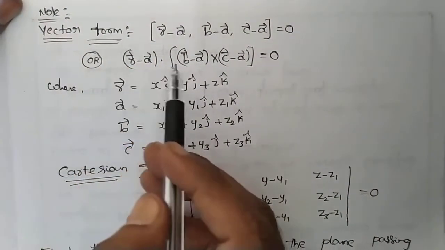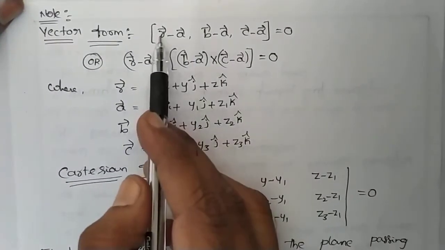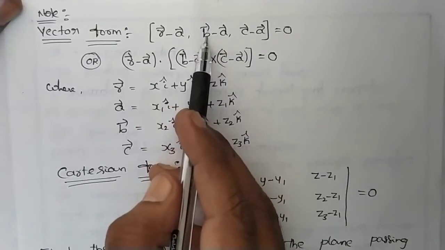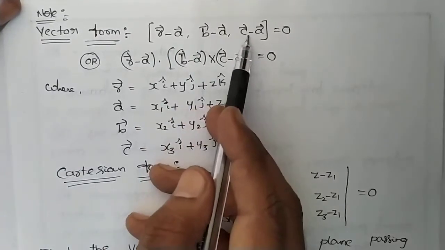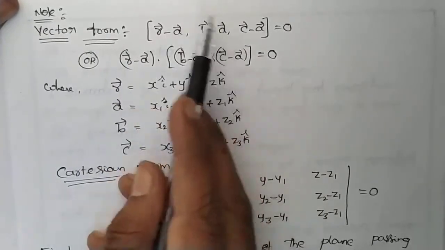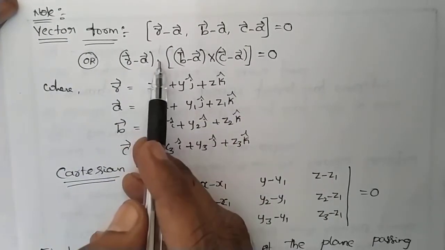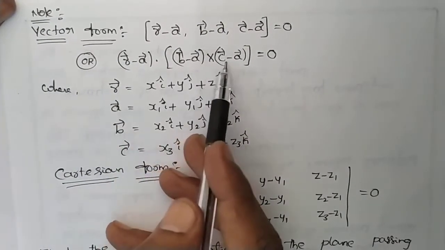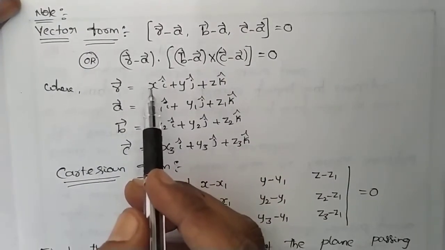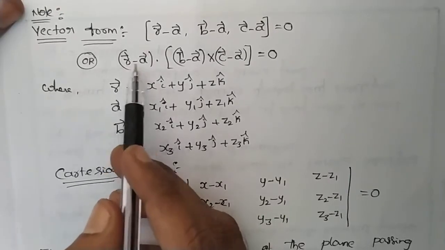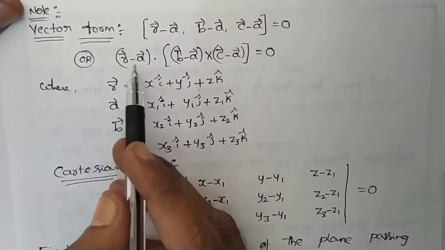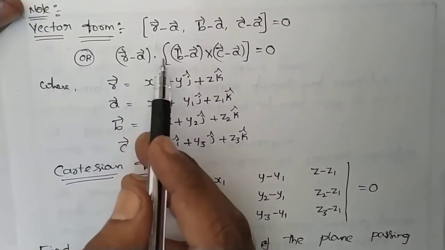Vector form. What is the vector form of the previous derivation? The scalar triple product of (r vector minus a vector), (b vector minus a vector), (c vector minus a vector) equals 0. This can also be written as (r minus a) dot (b minus a) cross (c minus a) equals 0. And I already told you about the vectors r, a, b and c.